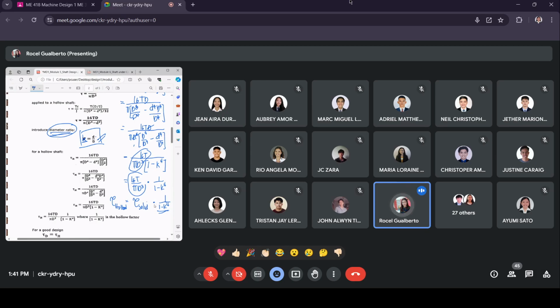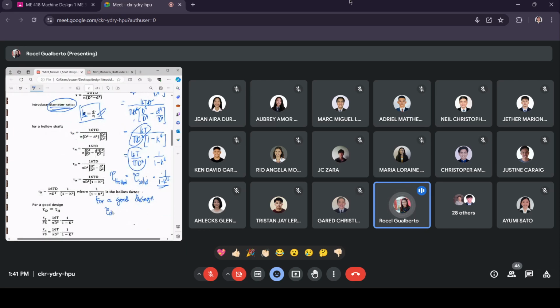So that can aid you in ease of memorizing the equation. Tau for hollow equals tau of solid multiplied by 1 over 1 minus k to the 4th, again, k being your diameter ratio. And what we do in design is to equate the design stress to the induced stress of the material. So we'll have tau D equal to tau for the hollow shaft, equal to 16T over pi D cubed times 1 over 1 minus k to the fourth, equal to your tau D.